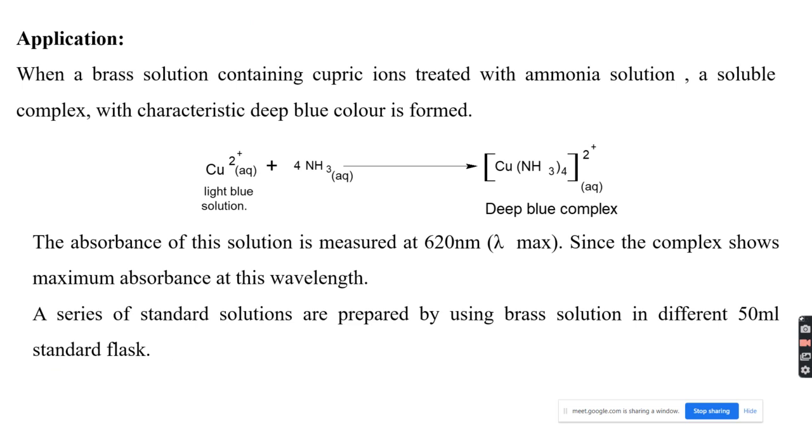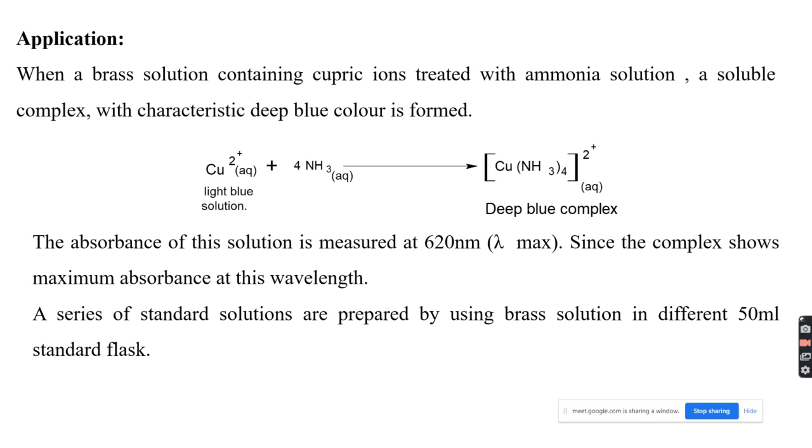Next thing: what is the application of colorimetry? Colorimetry finds application when the solution shows a color. A colored solution's concentration can easily be predicted on the basis of the Beer-Lambert law using a colorimeter. One main application is the detection of cupric ion concentration in the solution using a colorimeter.